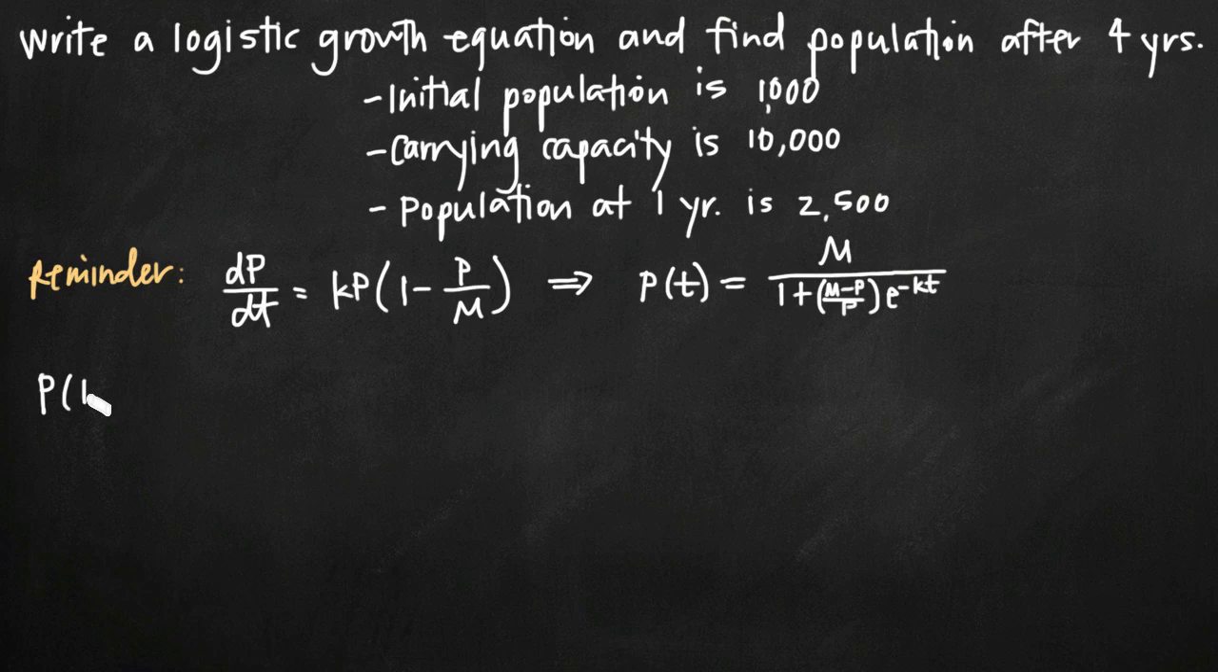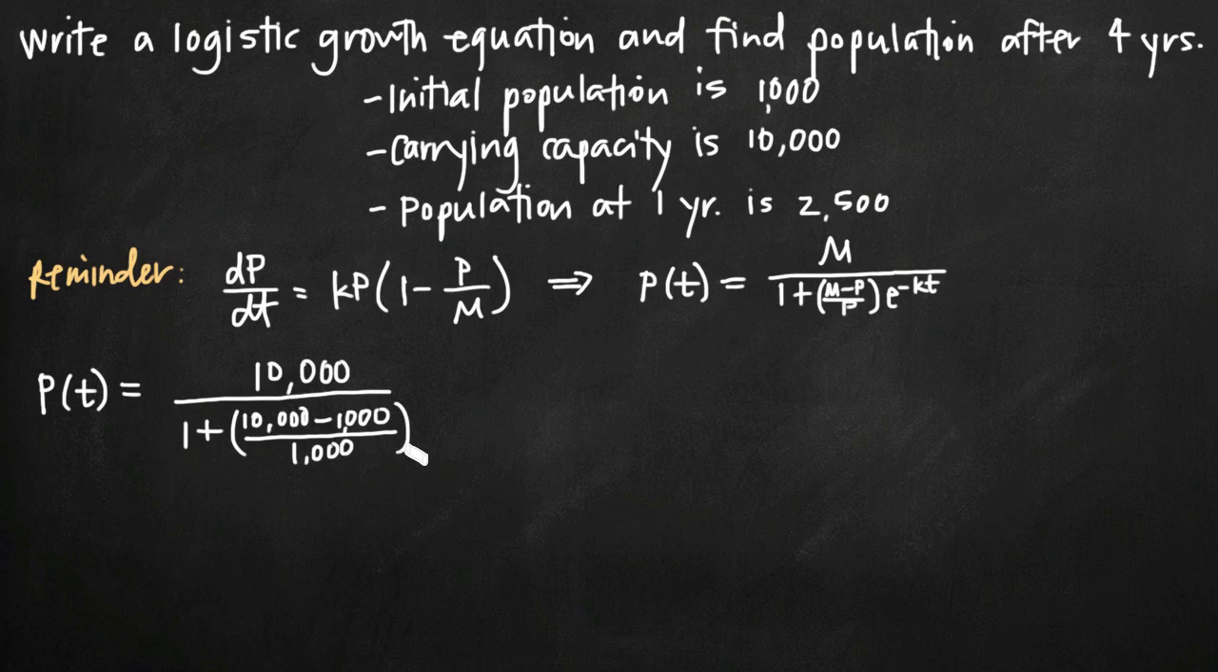So what we'll get here is P of t, the population at time t, is equal to M. M in this equation represents carrying capacity, and our carrying capacity is 10,000. So we'll do 10,000 divided by 1 plus, and here we have M again, so 10,000 minus P, and P in this equation is initial population. So we'll take P as 1,000, we'll get minus 1,000, all divided by 1,000, P again. And then we have e to the negative kt. K is a constant that we'll need to solve for, so we'll leave that as it is, and we'll leave t as it is here as well.